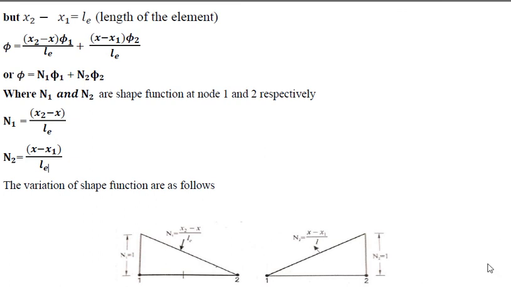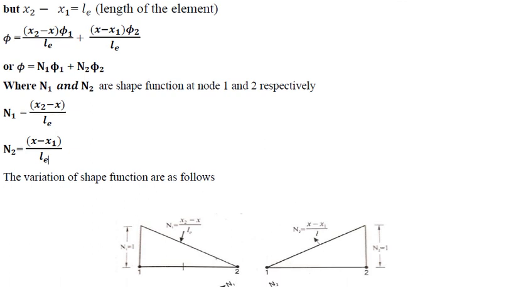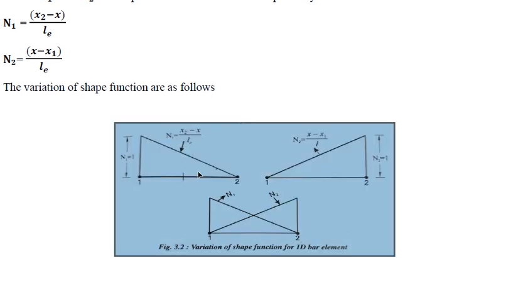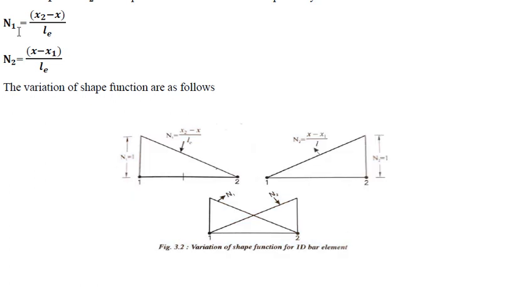And now, as usual, after deriving the shape function, we have to write the variation of the shape function. We have learned this. How many shape functions do we have? We have two shape functions, because we have two nodes.